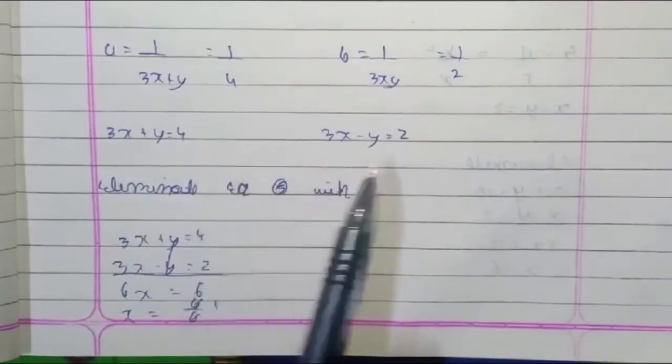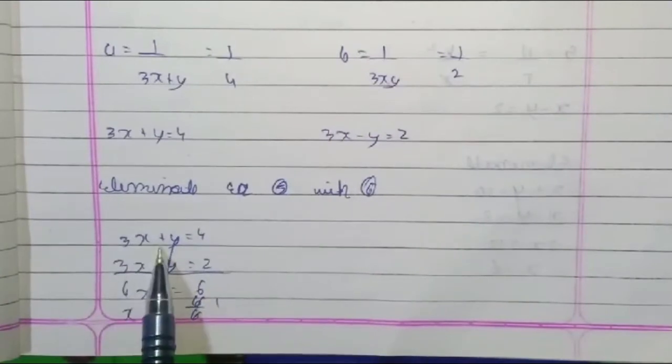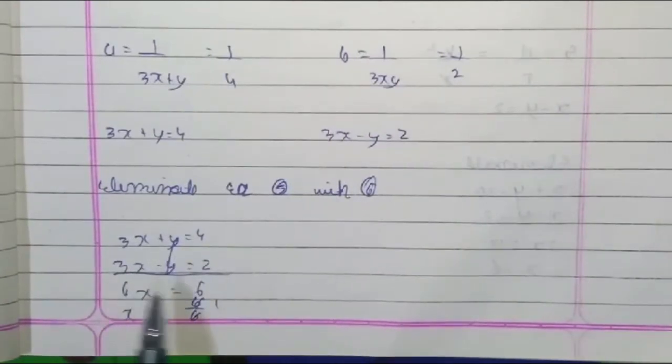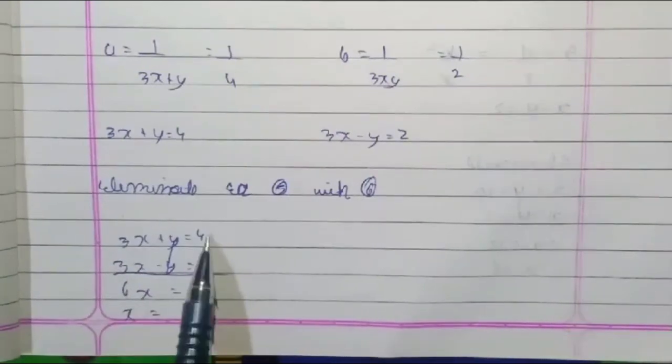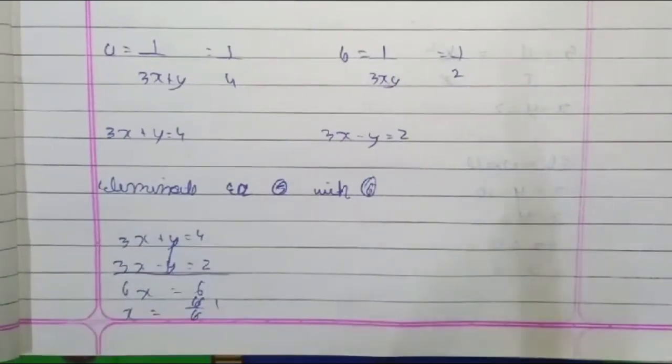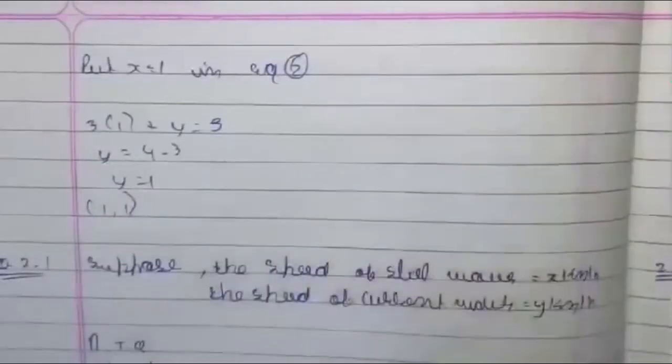Now we can use the elimination method, equation number 5 and 6. So 3x plus y is equal to 4 and 3x minus y is equal to 2. y cancels. So 3 plus 3, 6x is equal to 6. So x is equal to 1.